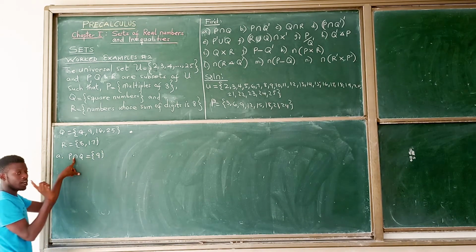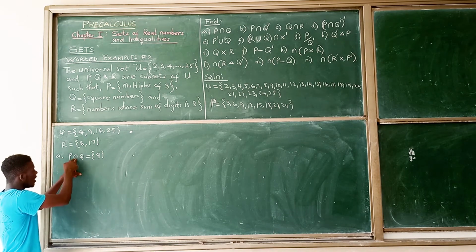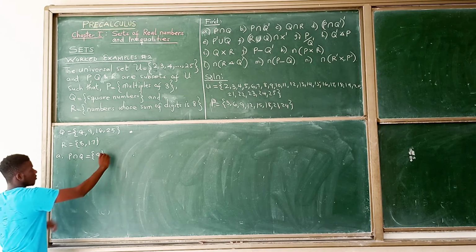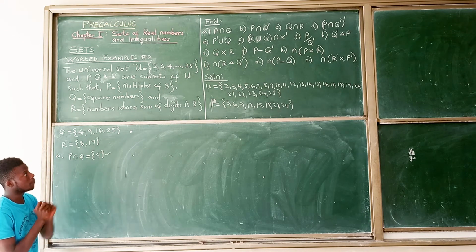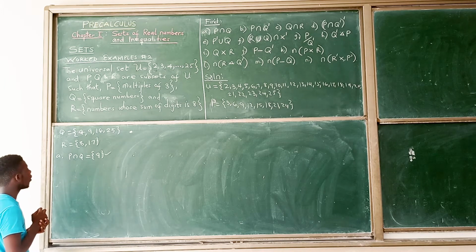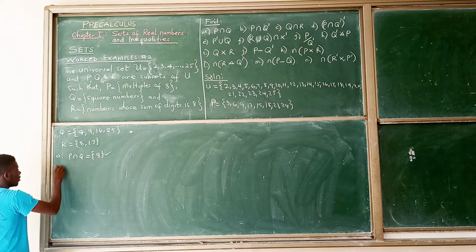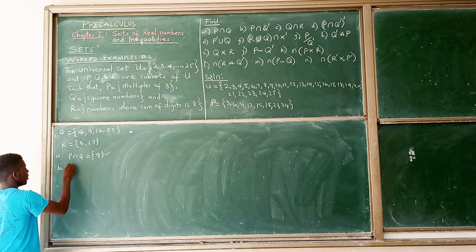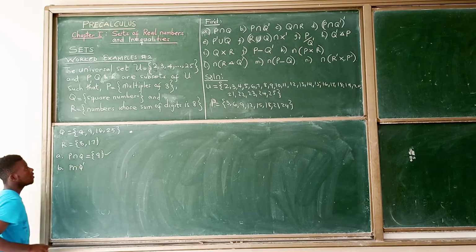So 9 is the only element that is found in both set P and set Q. So there's the answer for the first question, P intersect Q. We go to B, we have P intersect Q complement.